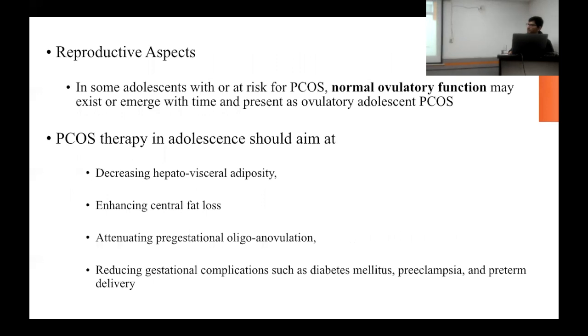Reproductive aspects, what they mention is that 10% of all PCOS can have normal ovulation and they can go ahead to become pregnant. Of course, OCPs are being used, so that is the best sort of contraception, but sometimes they use progesterone only pills or progesterone rings, but of course OCPs are much better. And the aims in adolescents should be basically to reduce the visceral obesity, reduce the central fat, improve the ovulation, and reduce the complications such as gestational complications such as preeclampsia, preterm delivery, etc. This should be aimed at in adolescents.